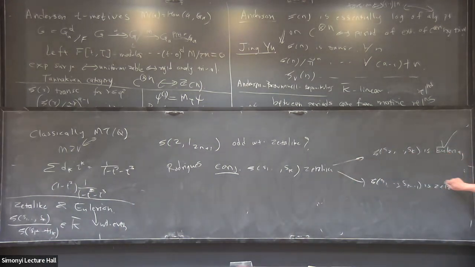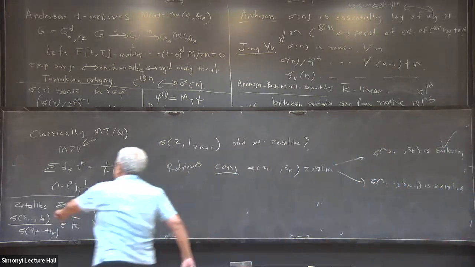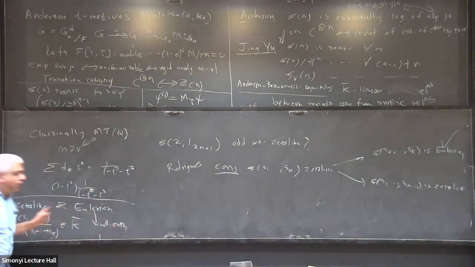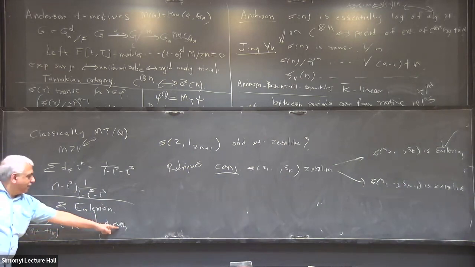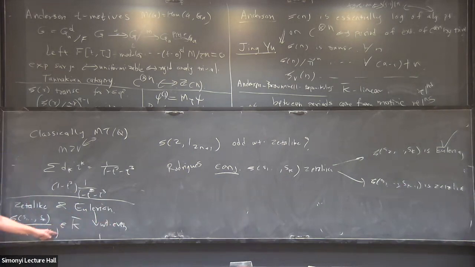What is Eulerian? Eulerian means it's zeta-like of even weight. Why Eulerian? Because Euler's theorem says that for even weight, this thing is a pi power times rational. So if it's Eulerian, that means the weight is even and zeta(s1, ..., sk) is a pi power times algebraic. So it's simpler than the zeta. This is like a zeta odd or even.